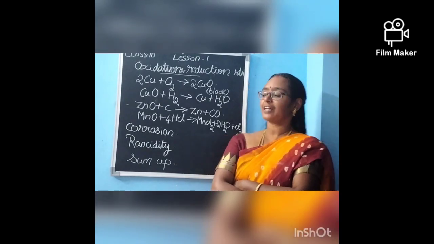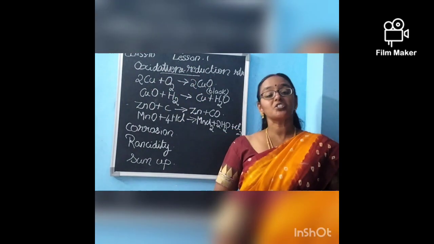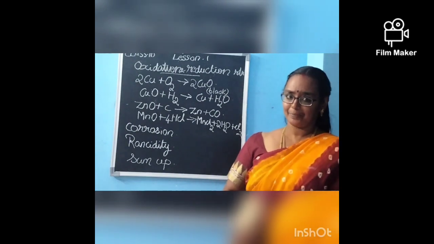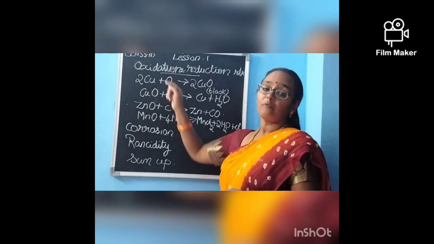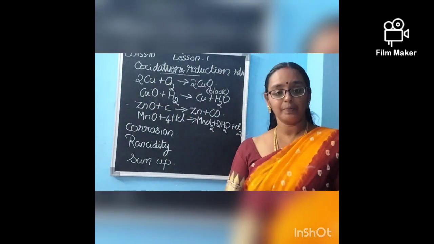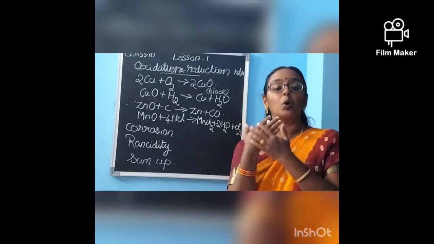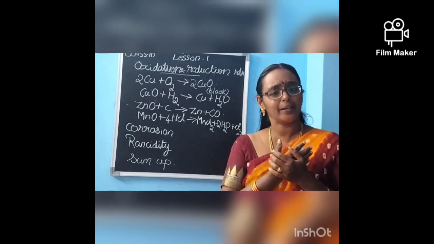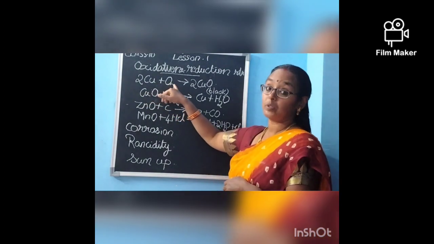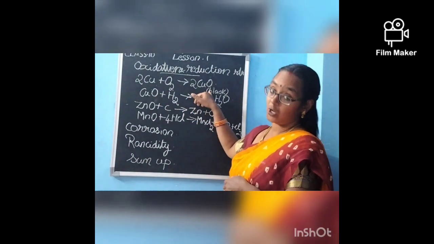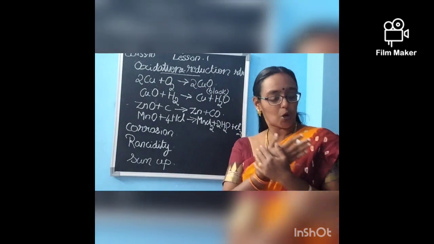Now, the last type of reaction which we are seeing is oxidation and reduction reaction. What is this oxidation and reduction reaction? We will learn in detail. Okay, we are taking copper. When copper is exposed to air, after 5 or 6 days, we can see a black coating over this copper. How is it formed? Actually, when copper is exposed, it reacts with oxygen to form copper oxide, which is black in color, coating over this copper.